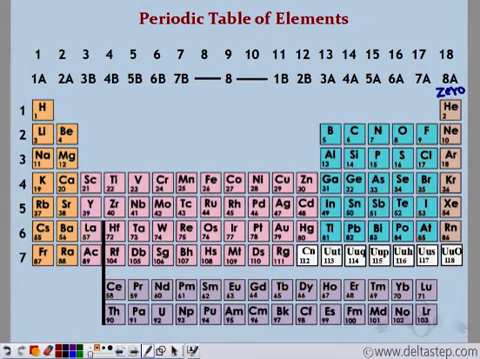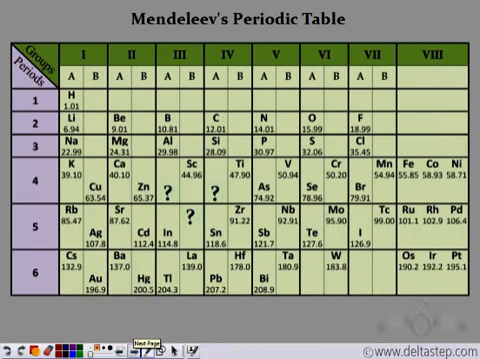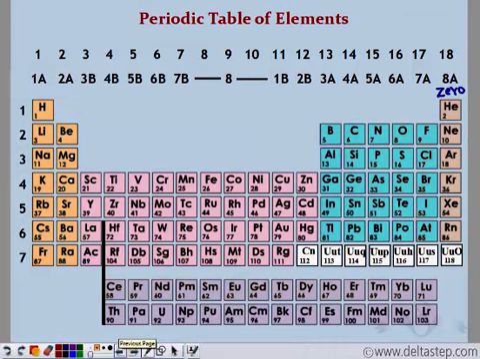Now the modern periodic table also has 7 periods. But in case of Mendeleev's periodic table, there were 6 periods. So the 7th period of elements, these elements were discovered after Mendeleev gave his table. So they were accommodated by Moseley in his modern periodic table. He arranged these elements in the increasing order of atomic number.